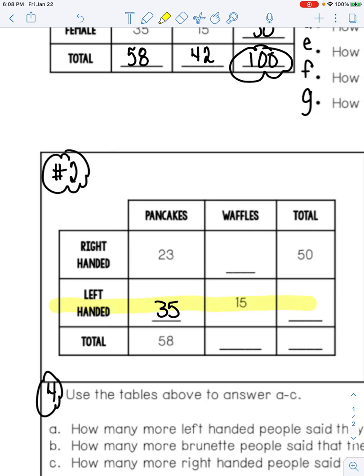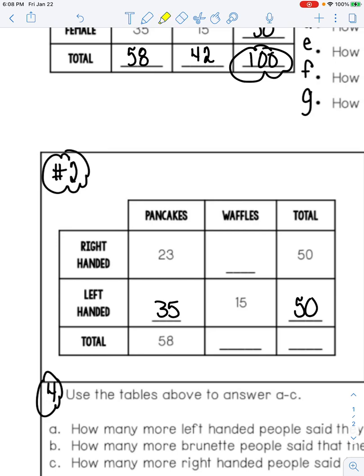I have the two things, left-handed people who like pancakes, left-handed people who like waffles. I want the total. So I'm going to have to say 35 plus 15 is 50. Now I'm just going to keep looking around. It doesn't matter where, but I want to keep finding things I can fill in.